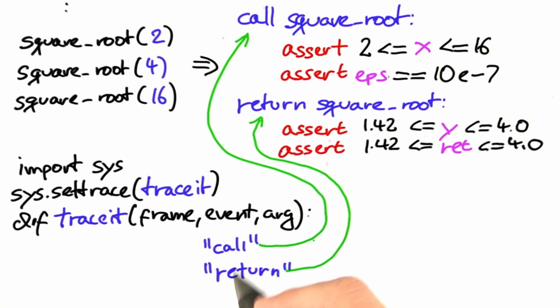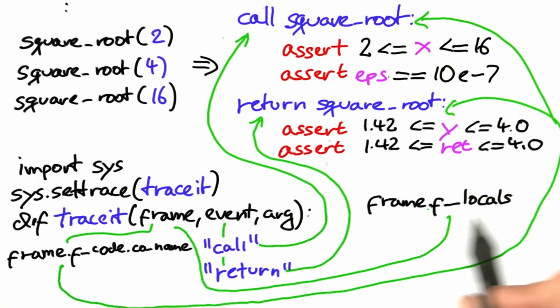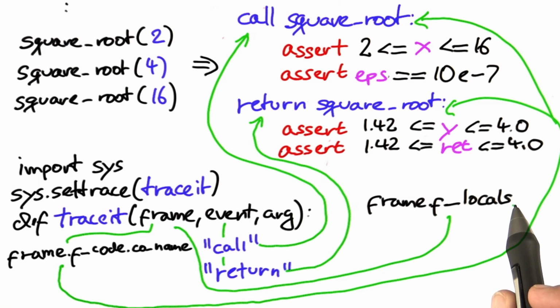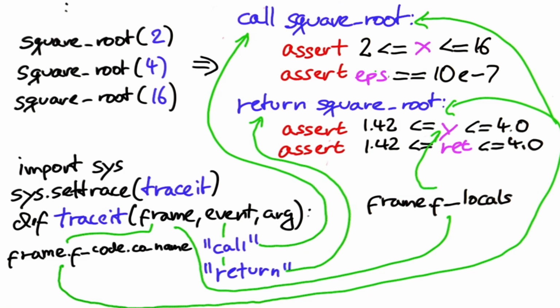The current frame tells you which code is being executed. Frame.f_code.co_name gives you the name of the function that's executed. In our case, that would be square root. The frame.f_locals attribute is a dictionary that gives you access to all local variables, such as y or x or eps. And finally, if the event is return, the argument that's passed over here gives you the return value.